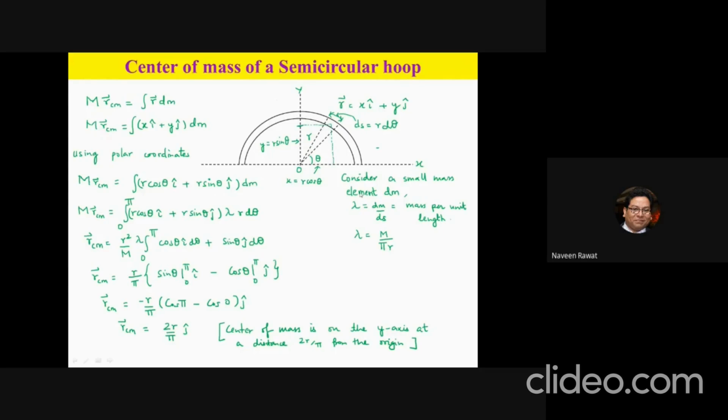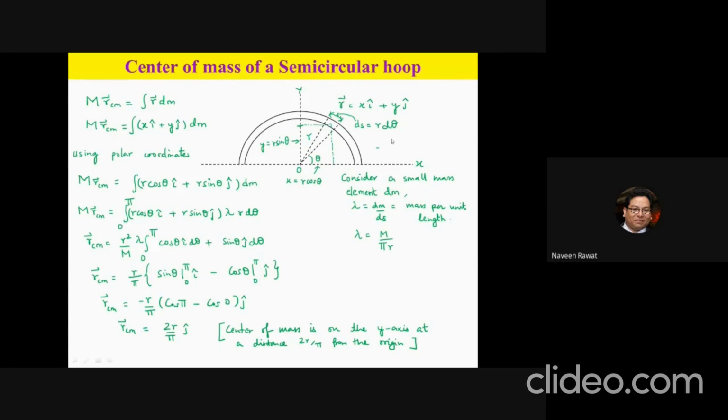So if we take the small mass element dm, and let's say it has this angular width as ds, you get the mass per unit length. This value is dm by ds for this small mass element. And by trigonometry, you know that this ds will be some r times d theta, whatever theta value it is covering, that is what this expression is going to be.